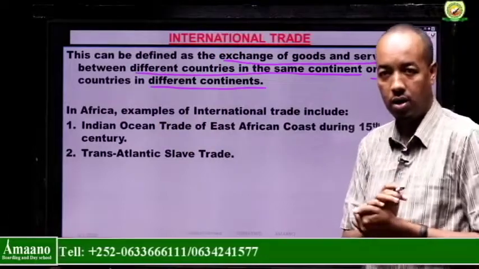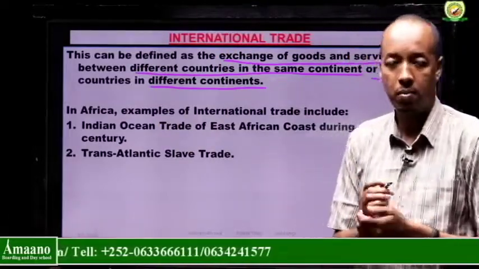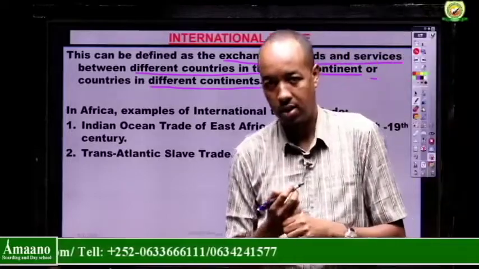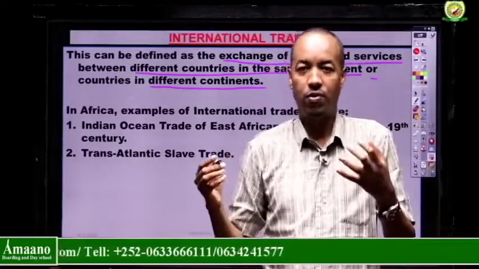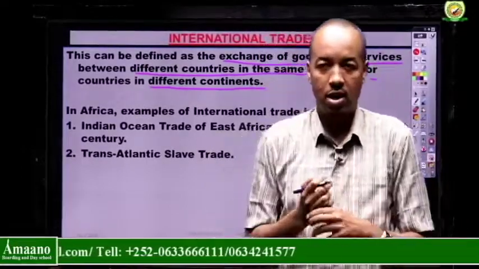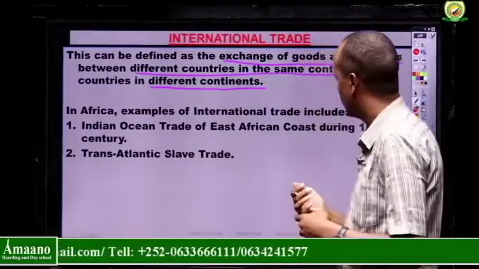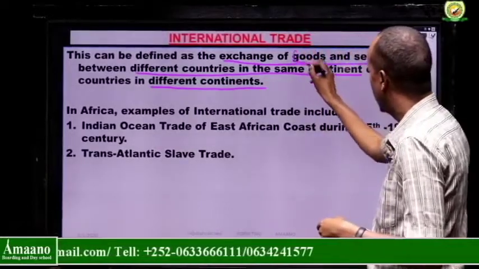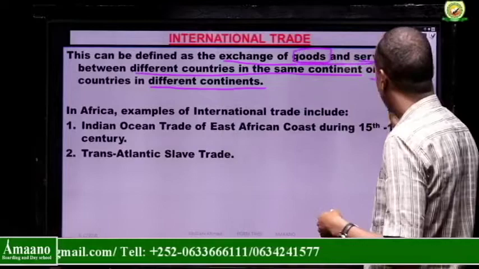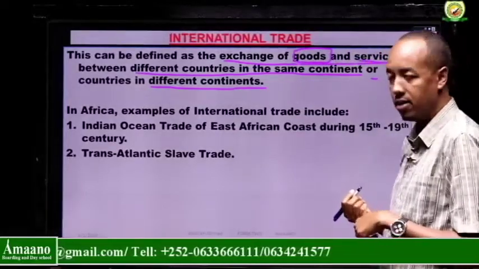So when countries in the same continent trade with one another, it can be regarded as international trade. When countries from different continents trade with one another, it is also regarded as international trade. And what they are trading is goods and, at the same time, services. So in Africa, examples of international trade are here.